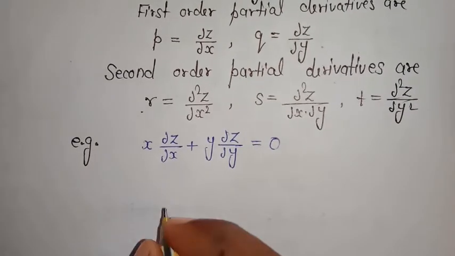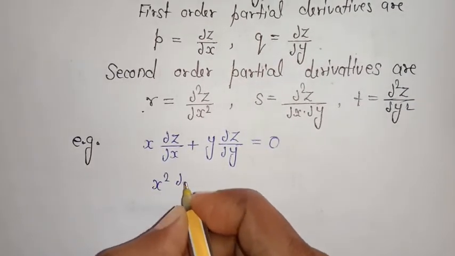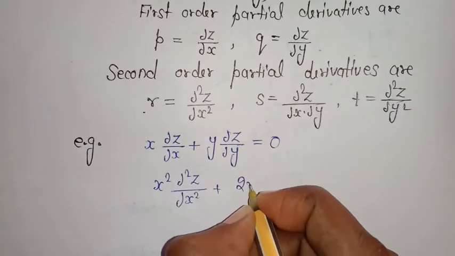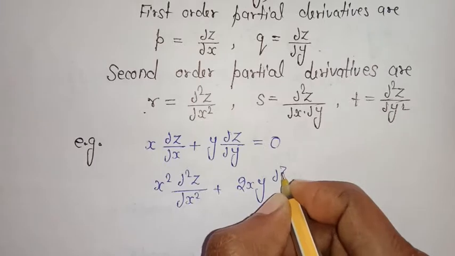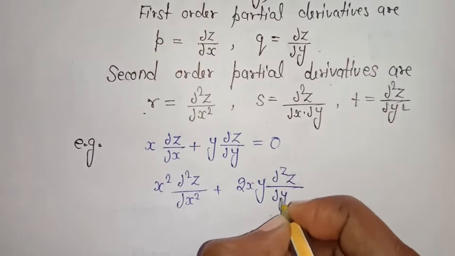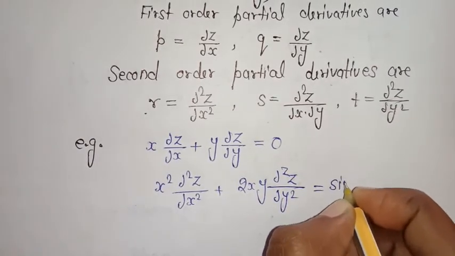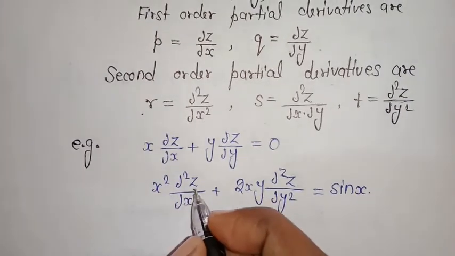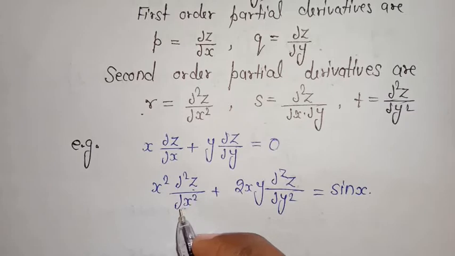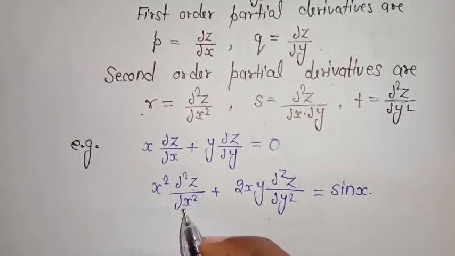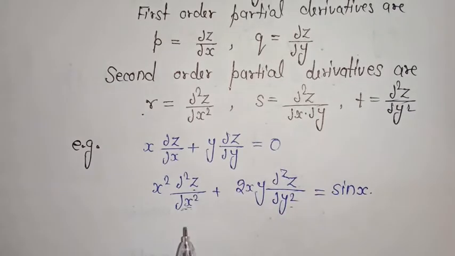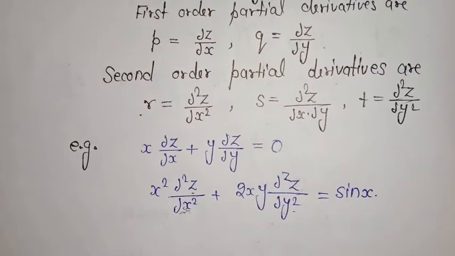I am taking some more examples. Suppose x² ∂²z/∂x² plus 2xy ∂²z/∂y² is equal to sin x. This is also a partial differential equation, since here you can see z is the dependent variable and it depends on more than one variable. That is, the independent variables are x and y, and this equation involves the partial derivatives of z with respect to x and y. So this is a PDE.